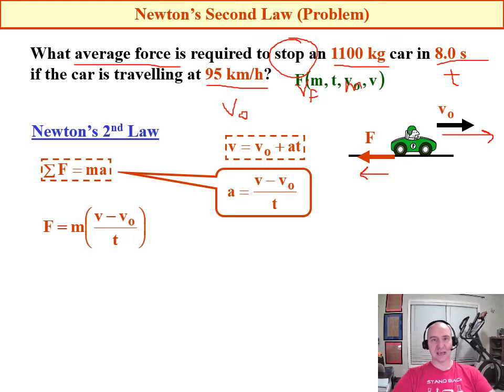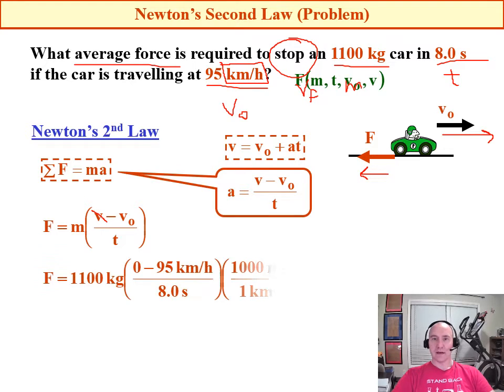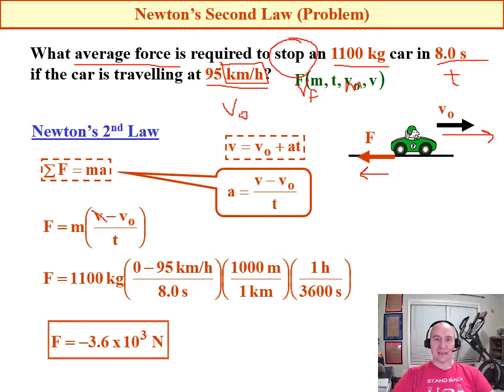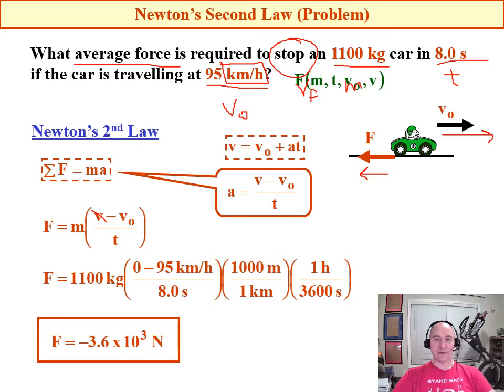Now there's a slight issue here, right? The final velocity is 0, okay? So that goes away. But the initial velocity is in kilometers per hour. We have to convert that. That's got to be in meters per second. When you convert that to meters per second, 1 kilometer is 1,000 meters, and hours is in the denominator here, so hours converted to seconds. We multiply everything on top, divide by everything on the bottom, and you get that the net force is going to be equal to negative 3,600 newtons.